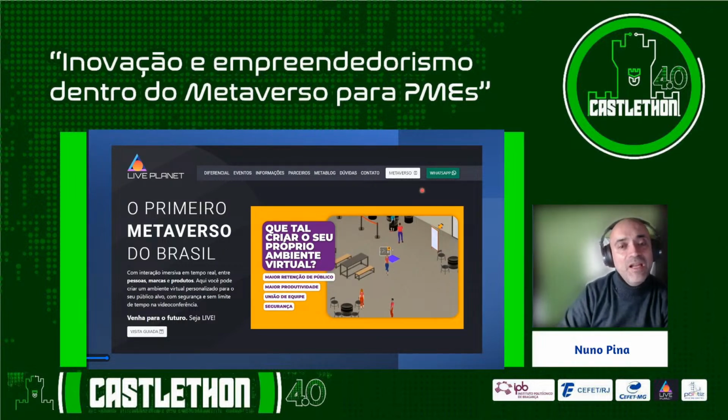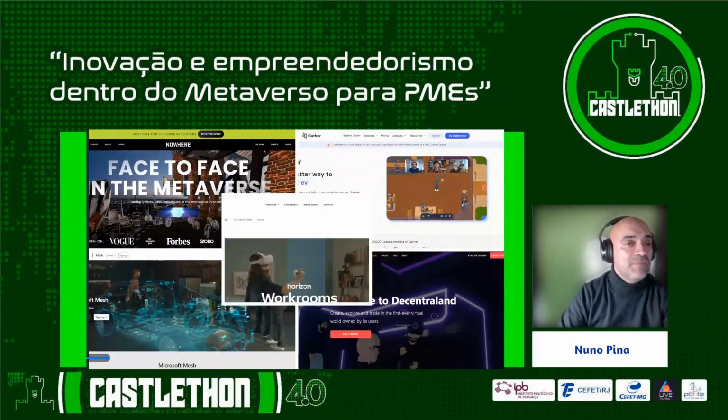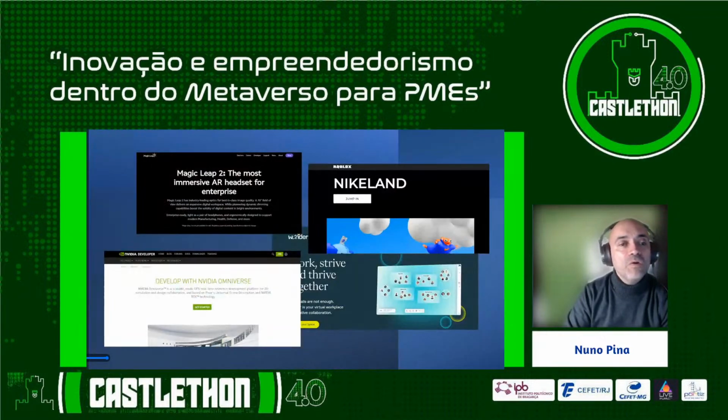For example, you can have these ones, Gather, or Horizon, or, well, there are many here, also from Microsoft and so on. There are also others from Roblox, Nightland, the Wonder, and the NVIDIA developer. Well, Magic Leap. There are many, many platforms nowadays that you can use. So there is not a lack of platforms regarding these things.